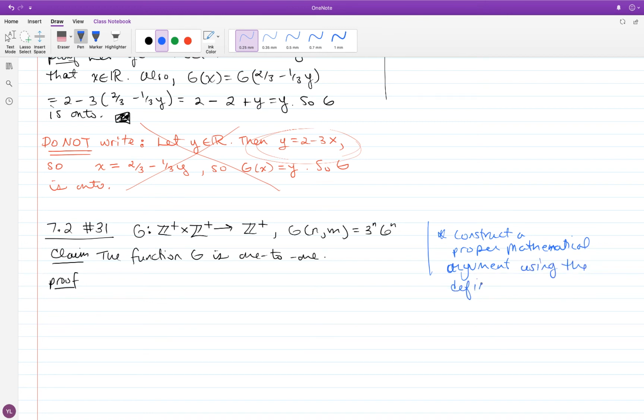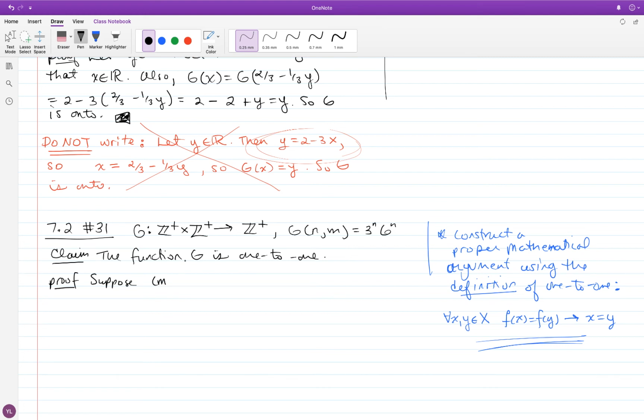So as a reminder, function g is one-to-one if given any two outputs that happen to be the same, they must come from the same input. One way of writing that is given any x and y in the domain, if f of x equals f of y, then x equals y. That structure guides your proof. Your proof needs to start then with let two elements of the domain and suppose that the function values of those two members of the domain are equal, and so on.